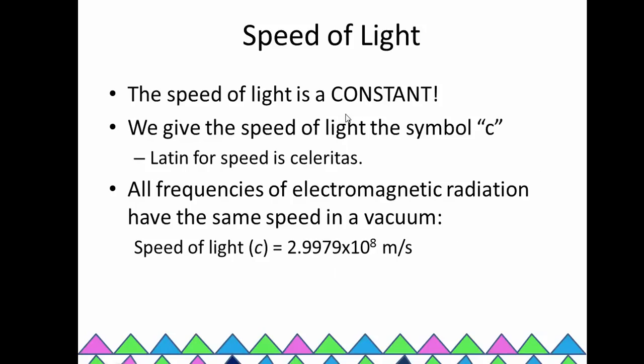And for light, the speed of light is a constant. We give the speed of light the symbol c, so we'll be using that a lot in this class. All light, all electromagnetic radiation, has the same speed if it's in a vacuum. And that's usually the assumption that we're going to be making in this class. So the speed of light is 2.9979 times 10 to the 8th meters per second.